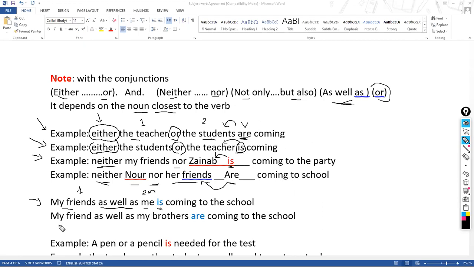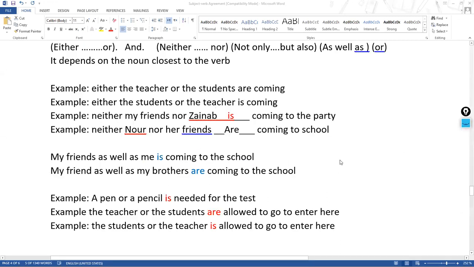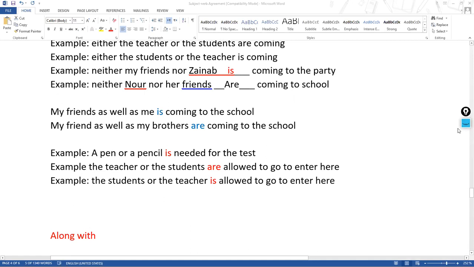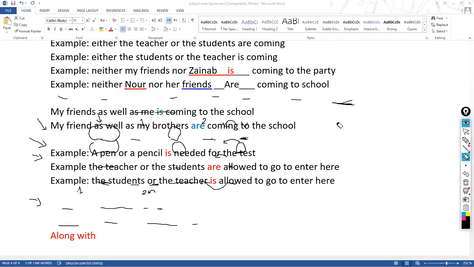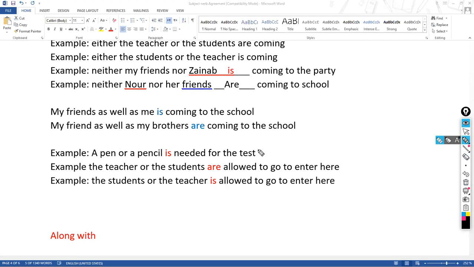The second example is saying my friend as well as my brothers now are coming to the school. So they are a little confusing. Please, you have to be careful while talking or even while writing, because again, sometimes I commit mistakes unconsciously. Now, we have two propositions, Suna. I consider them extremely dangerous, which are and or. You have to be careful of them, please.